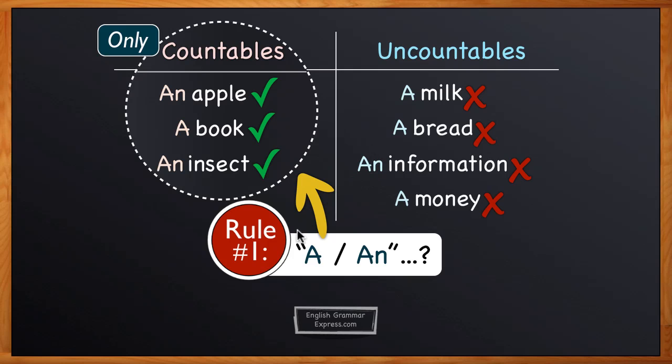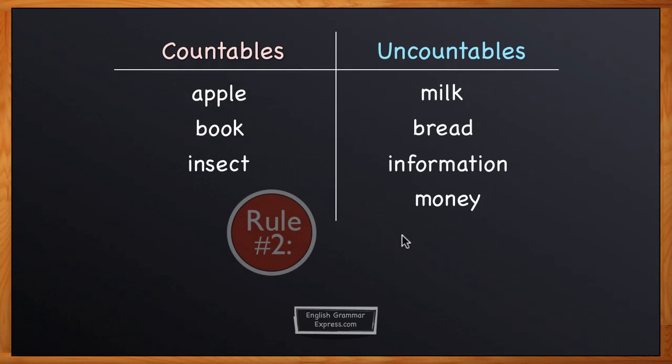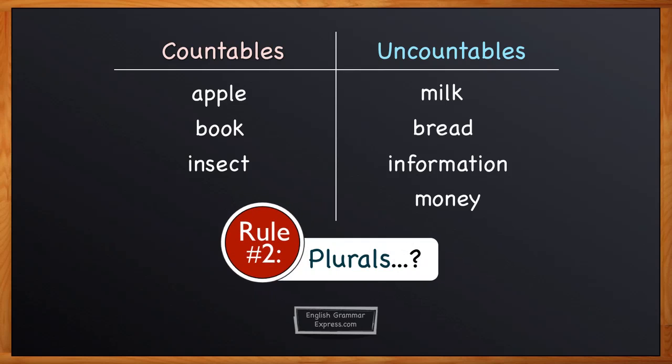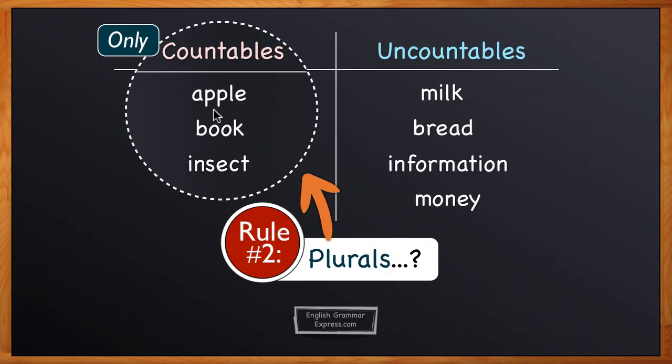That's rule number 1. Key rule number 2, and this concerns the use of plurals. The rule is that, again, plurals can only be used with countables. For example, apples, books, insects. We can't say milks, breads, informations, or monies. So those are the 2 rules.